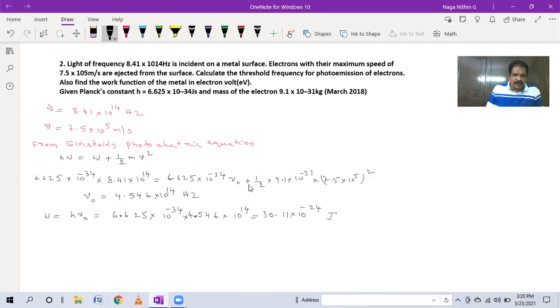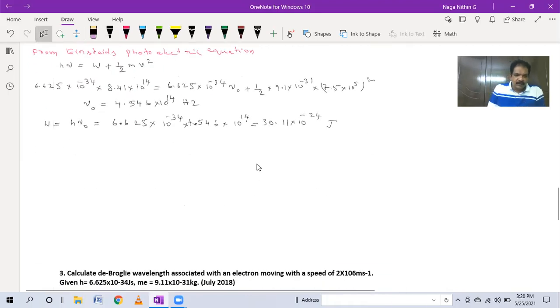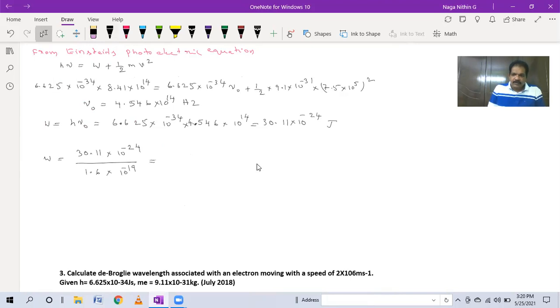They are asking work function in electron volt. So that's why we will calculate that. W is equal to 30.11 into 10 power minus 24 divided by 1.6 into 10 power minus 19. So 18.81 into 10 power minus 1, that is 1.88 electron volt. So that is the work function.